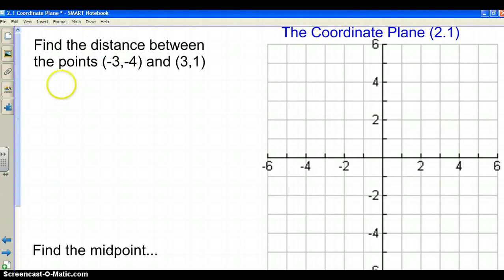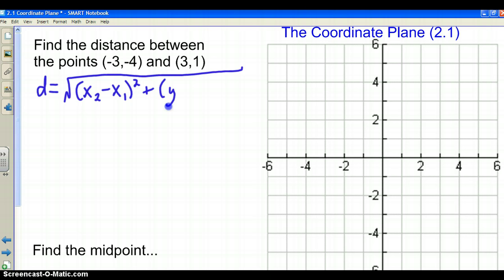If you want to find the distance, you want to use the distance formula, which is d equals the square root of x sub 2, that's not a squared, that's a designation as the second point, minus x sub 1 squared, plus y sub 2 minus y sub 1 squared.